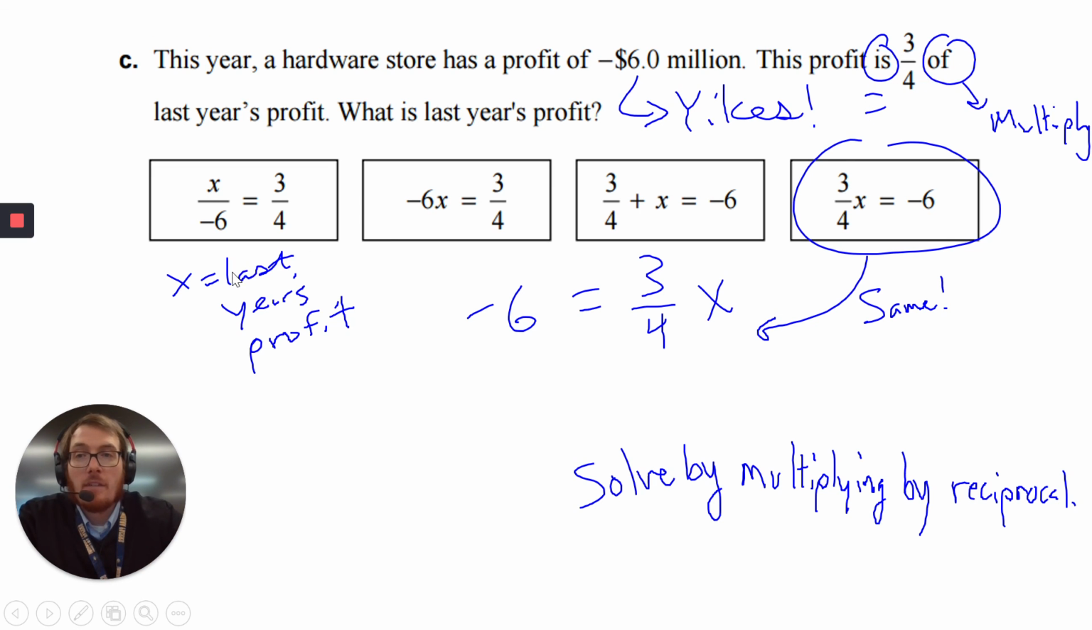So 3/4 of last year would be 3/4 times x. So I have negative $6 million, and I'm just using negative 6, and in the end we say that it's in millions. Negative 6 equals 3/4 multiplication of x. And then if I had to solve that, I would multiply by the reciprocal.